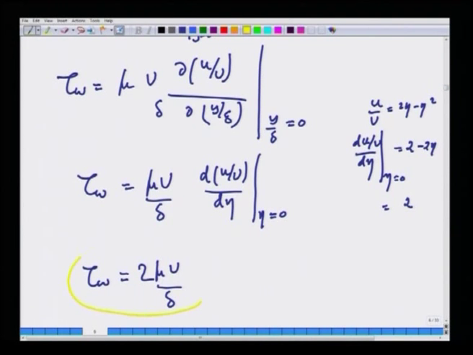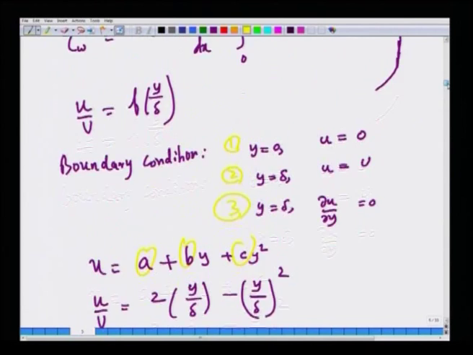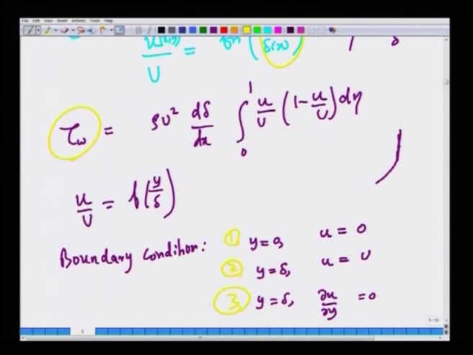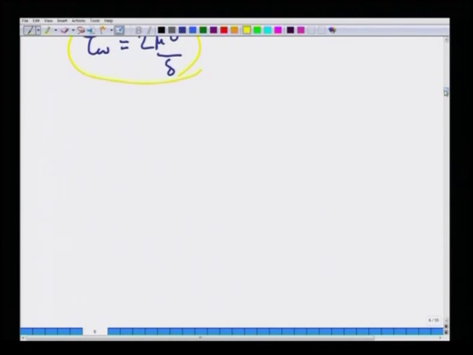Now, we have to substitute this back in the integral momentum equation. Out here, instead of tau w, we are going to write 2 mu U divided by delta, and we are going to substitute for u by U the profile 2 eta minus eta squared everywhere here. And then we will get a closed form expression for delta. So, we will just do the algebra.